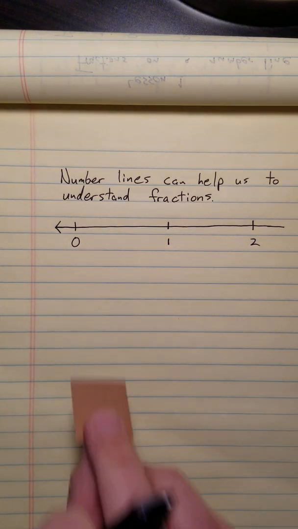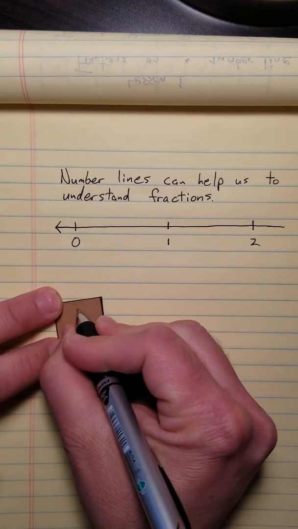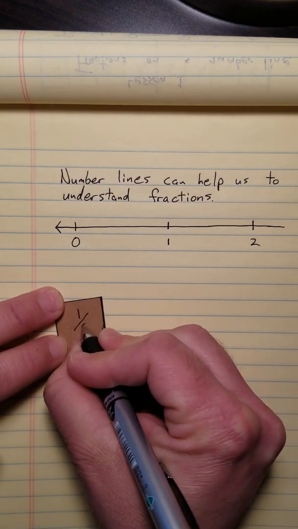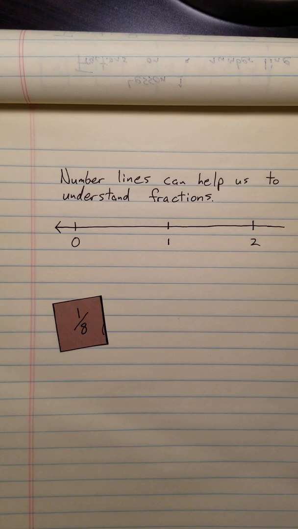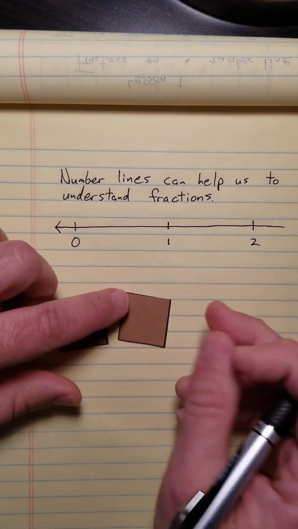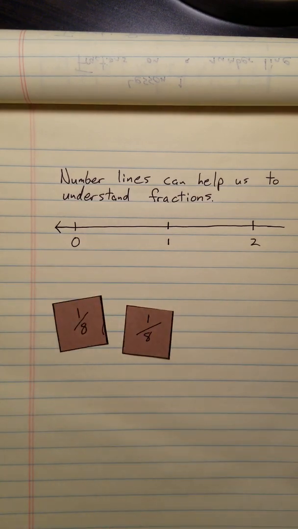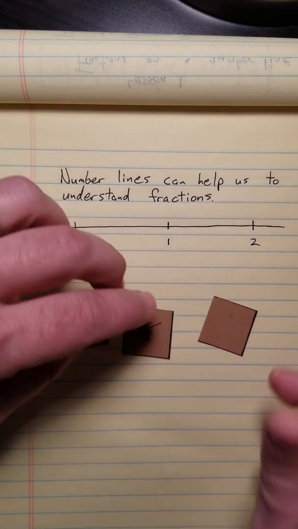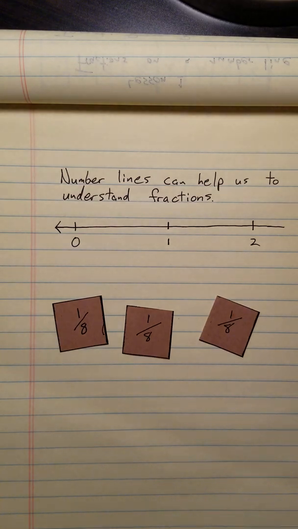Now, I found a nice piece of paper. It looks like a piece of chocolate. This is equal to 1/8 because there are 8 parts, right? So let's say a student wants a piece of chocolate, and I say, okay, well, here you go. That's 1/8 of a piece of chocolate. And then another student comes and says, oh, here's another piece of chocolate. 1/8, another piece of chocolate.